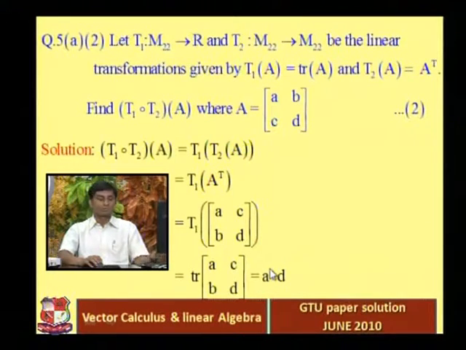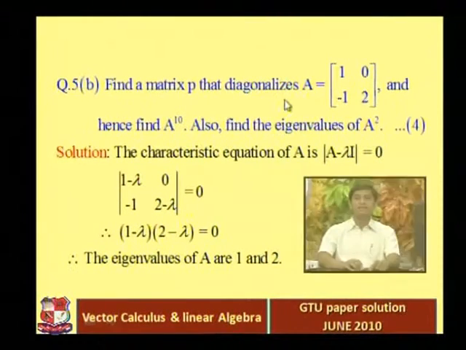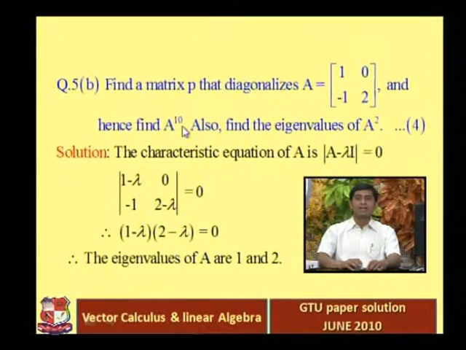So next question, question 5B. Find the matrix P that diagonalizes A, which is equal to [1 0; -1 2], and hence find A raised to 10. Also find the eigenvalues of A square.